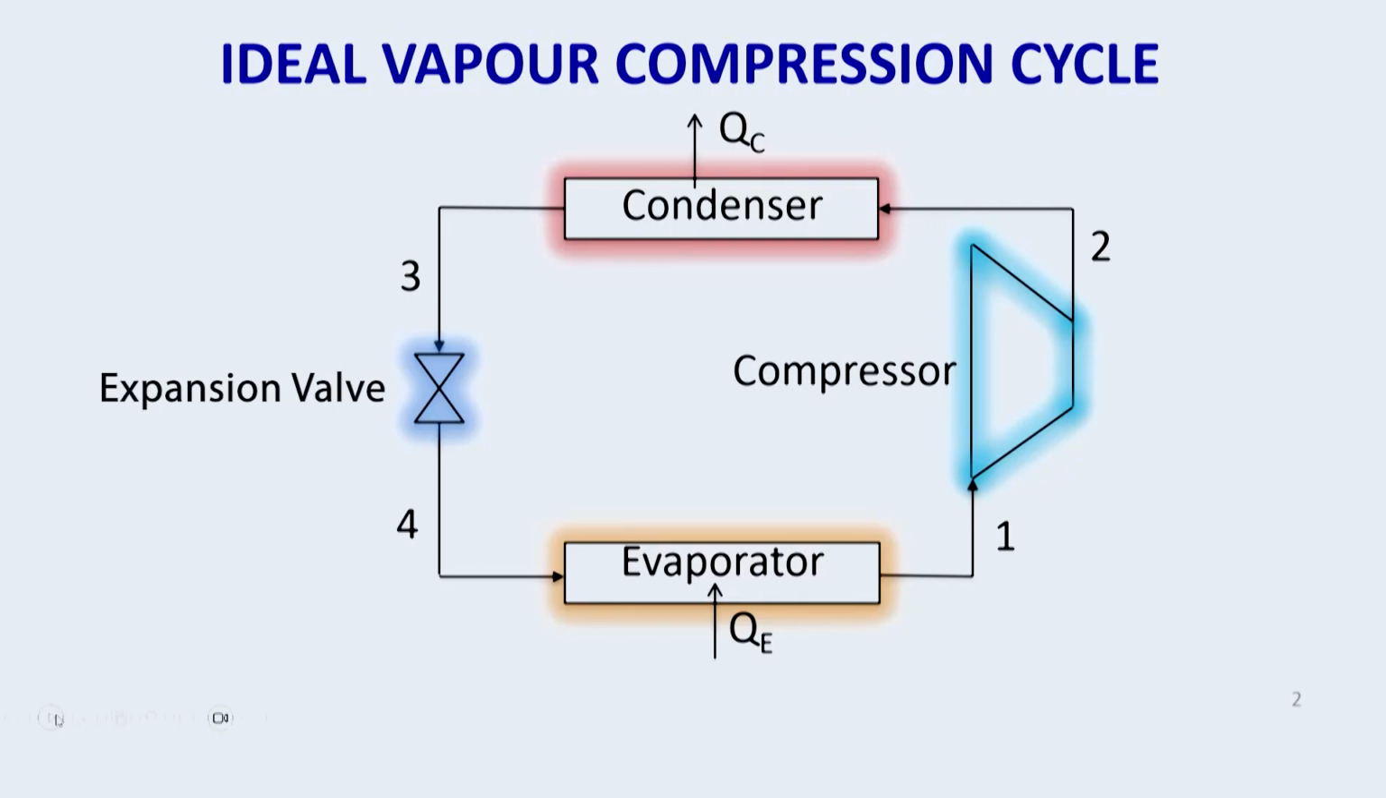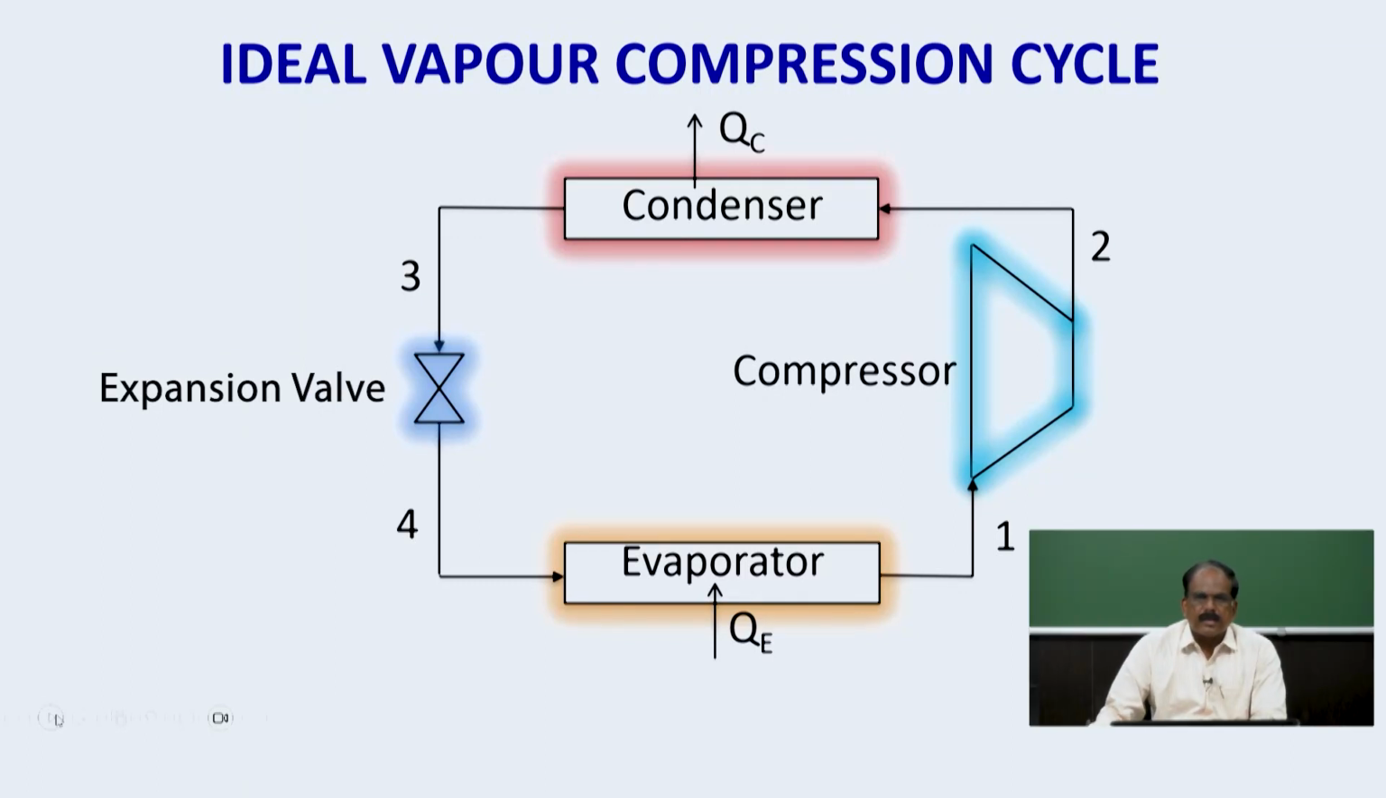Now let us see the construction and working principle of the refrigeration cycle. How does a refrigeration system work? Primarily there are 4 major components: compressor, condenser, expansion device, and evaporator. As I explained before, the basis for the vapor compression refrigeration cycle is the reversed Carnot cycle. Here it is a 2-pressure system. The condenser is operating at high pressure and the evaporator is operating at low pressure.